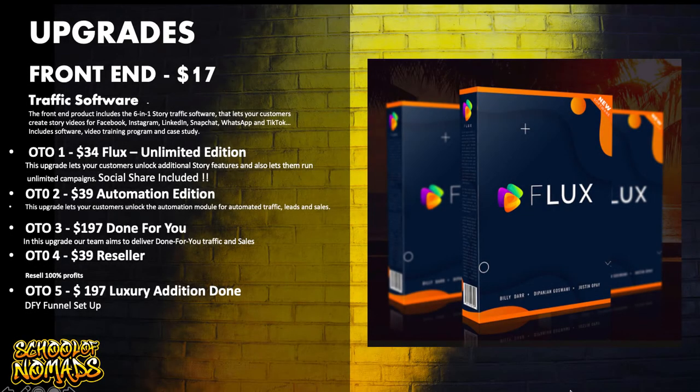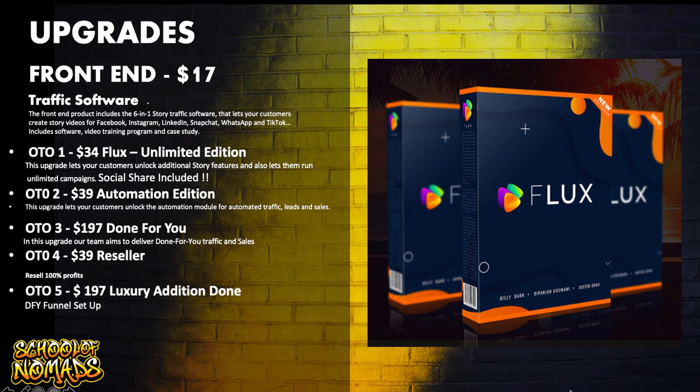Here are the upgrades. So the front end is going to be $17. That's just the product, like I showed you, with the basic graphic abilities. You can make stories for those various platforms. The OTO one is $34. It's the unlimited edition. That's the one that actually includes the social sharing piece. And there's a couple more things, like you can add blogging, and apparently you can put graphics in blogs.